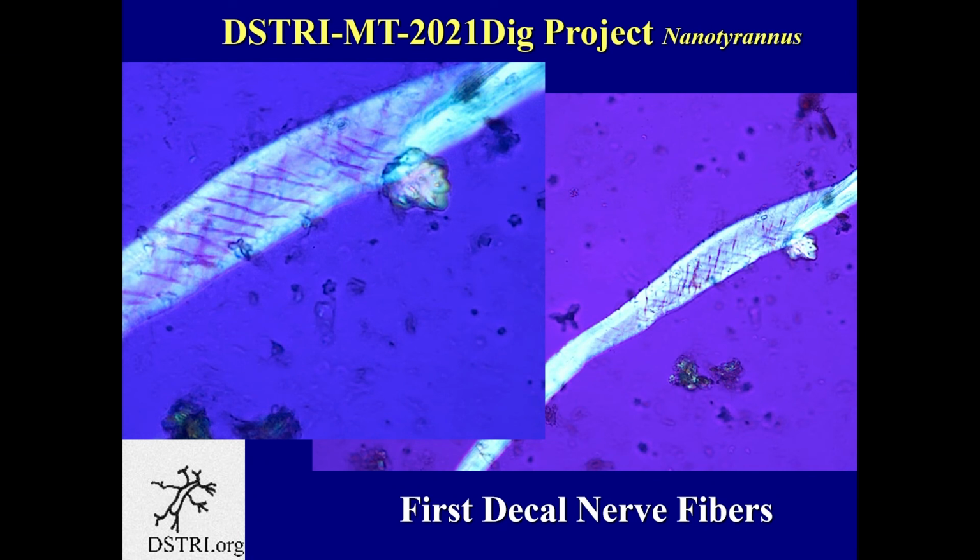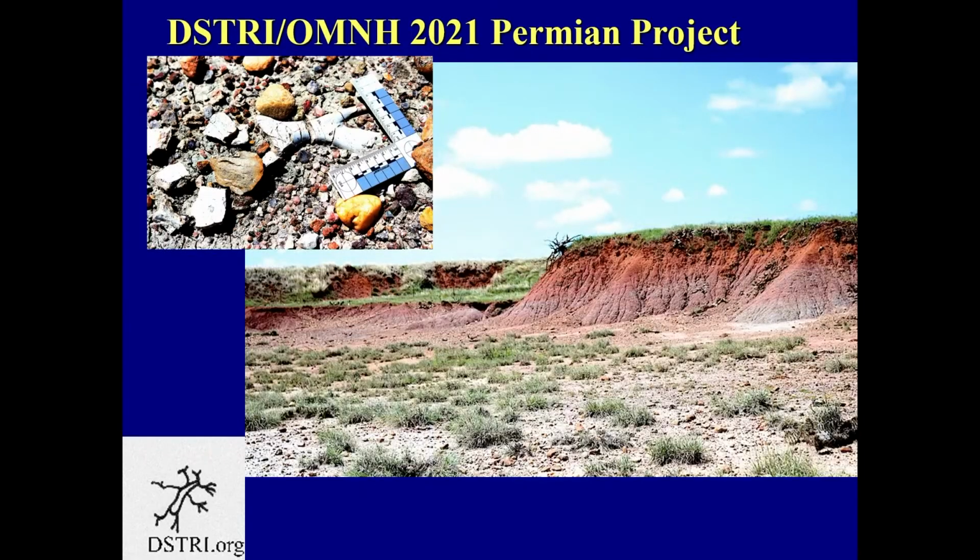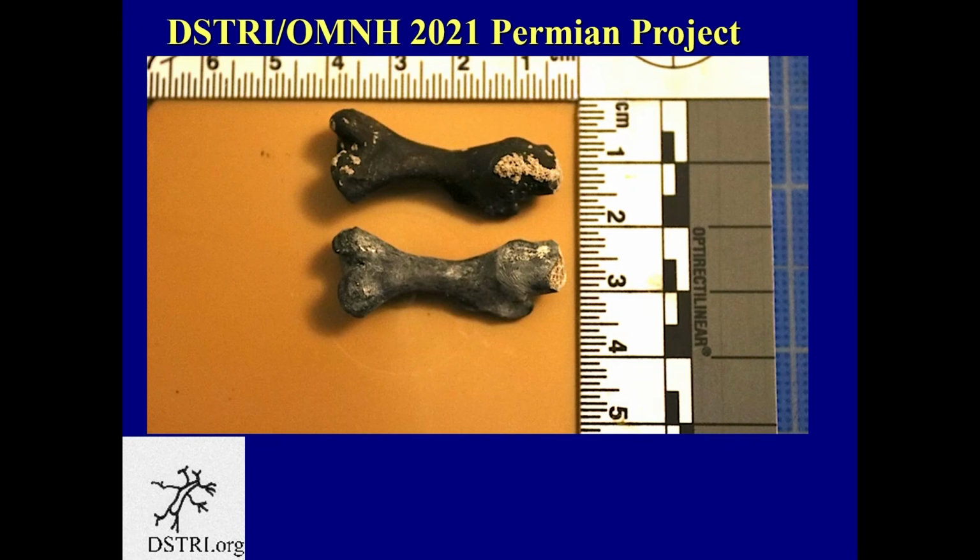Now, not only are we finding nerves, but we're finding lipids. And I'm going to show you those in a second. But these are pictures of the Permian dig that we did in May in Oklahoma. Here's the Dimetrodon femur that we talked about this morning. So yeah, you want to watch that video.